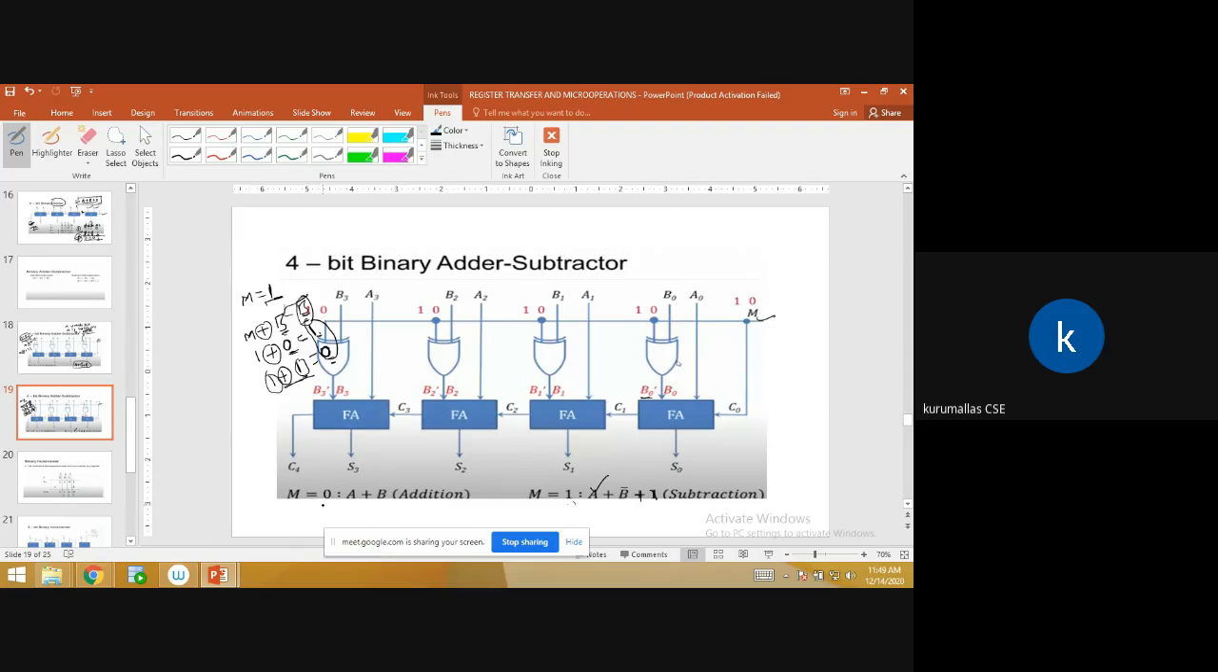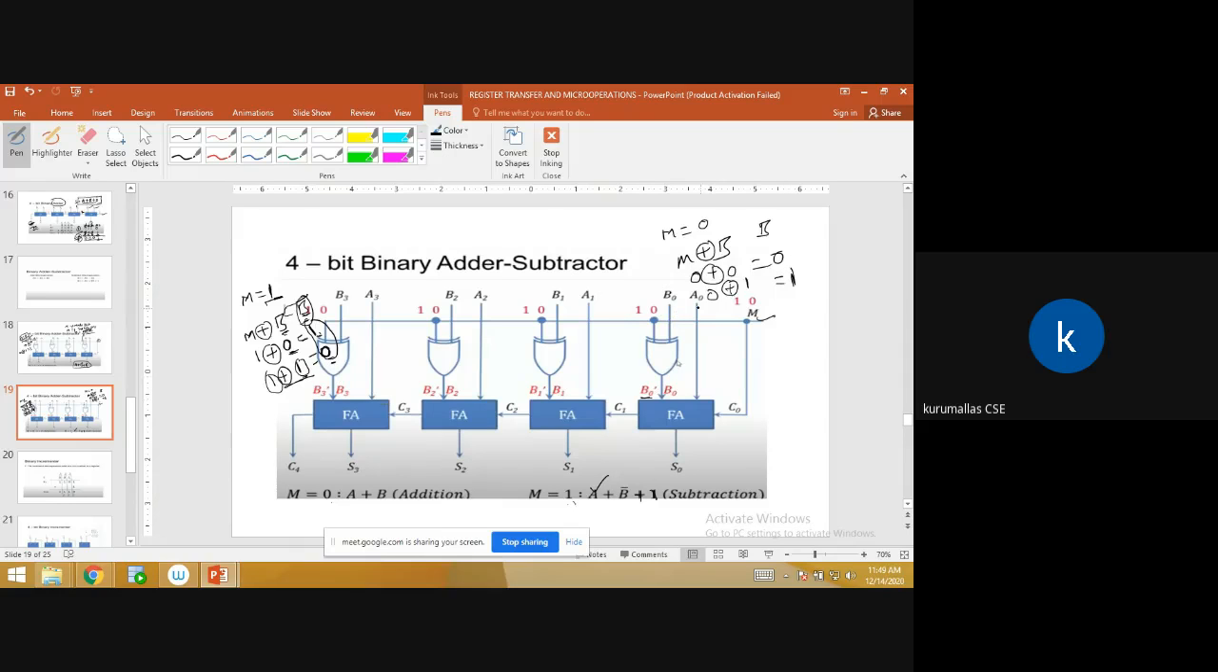Addition, m equal to 0. What is happening when m equal to 0? The m value is 0, XOR with b. If it is 0 and 0, we get 0; the m value is 0 by default, you should not change it; if it is 1, we get 1. If you see here, what are the b values? 0 1. After applying the XOR gate, the b values are 0 1 only.